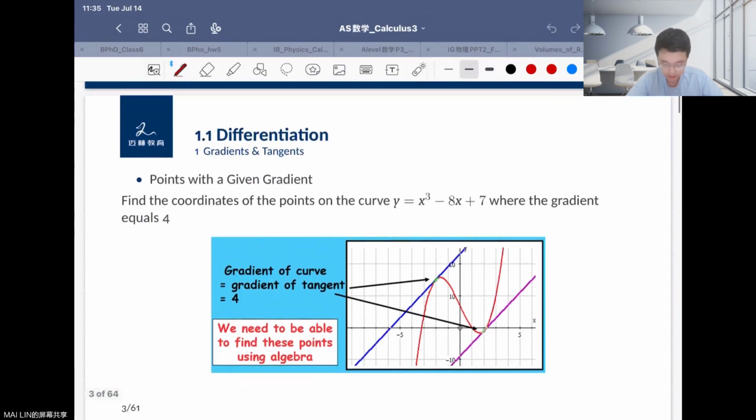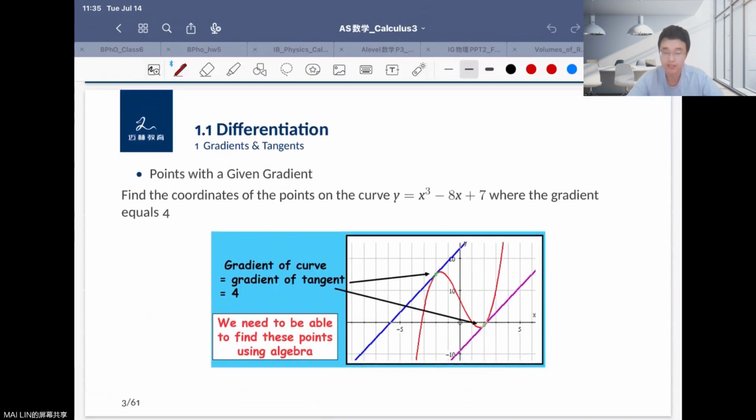We already said that the geometric meaning of differentiation is gradients. In this graph we have a red curve. You want to calculate the exact points for y = x cubed minus 8x plus 7 where the gradient equals 4. Here we have 2 points. So how do we find them?